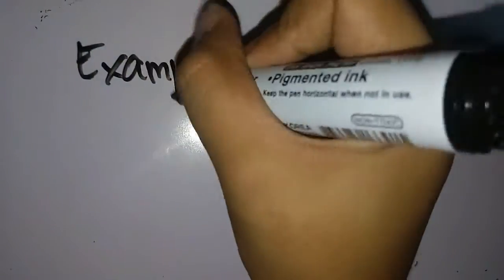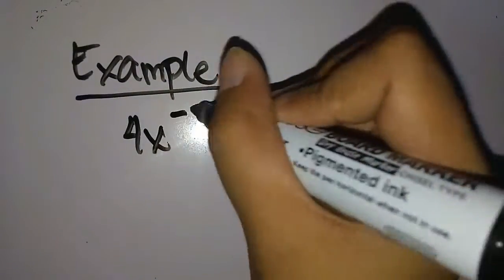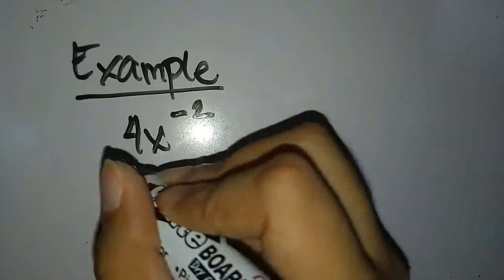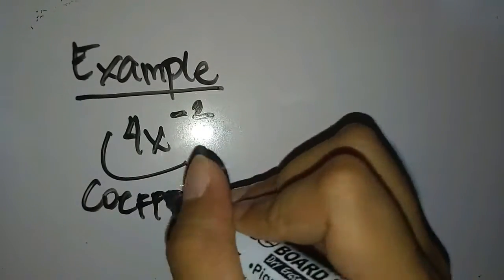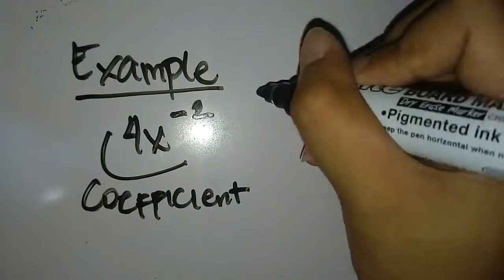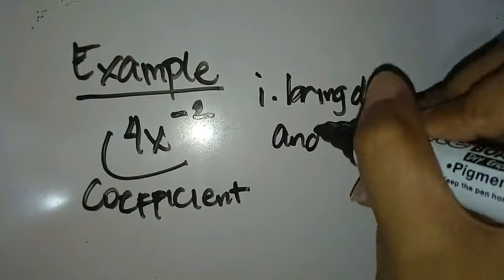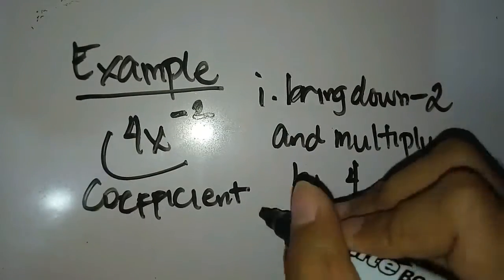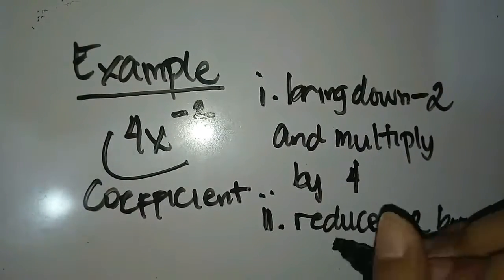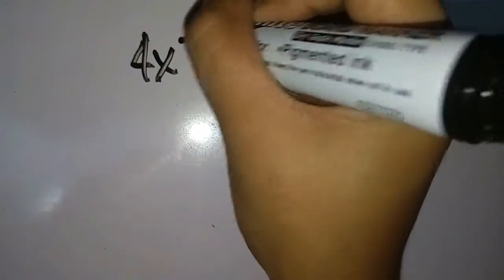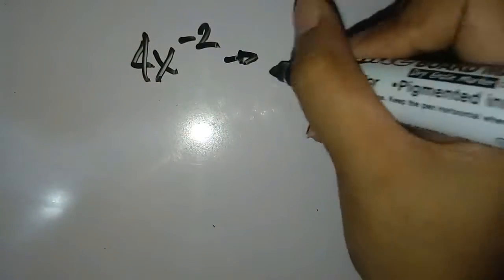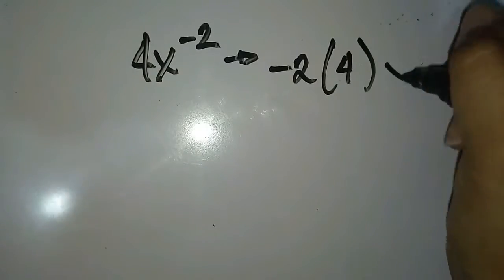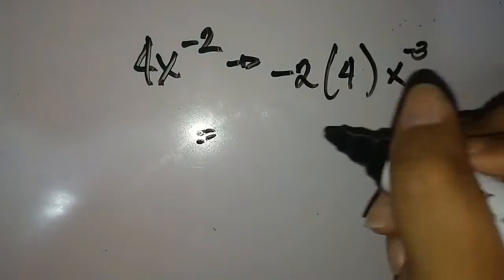For example, 4x raised to negative 2, wherein 4 is the coefficient of the function. First, you have to bring down negative 2 and multiply it by 4. Then reduce negative 2 by 1. Negative 2 multiplied by 4x raised to negative 3 is equal to negative 8x raised to negative 3.